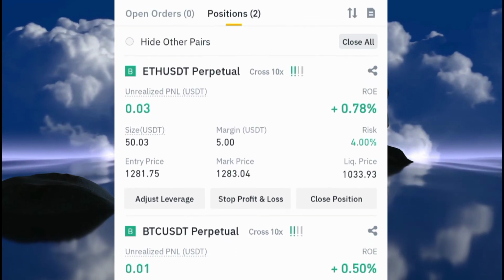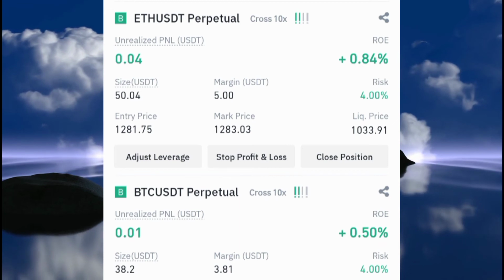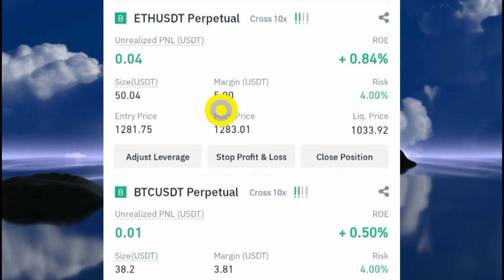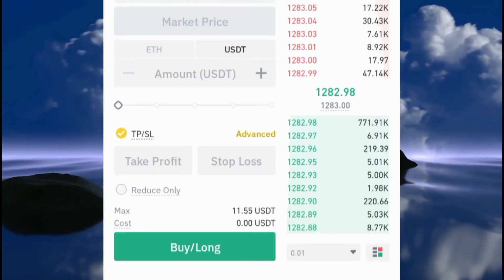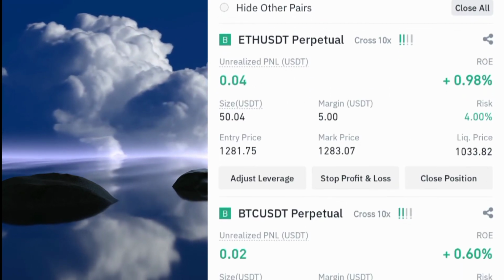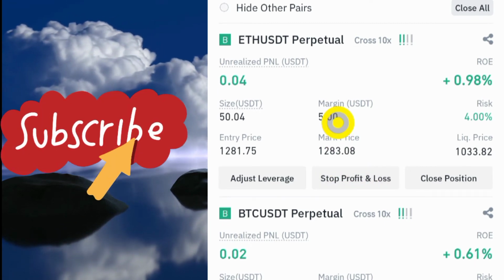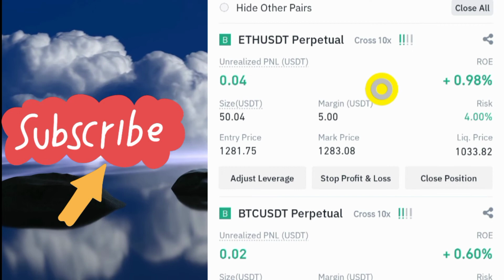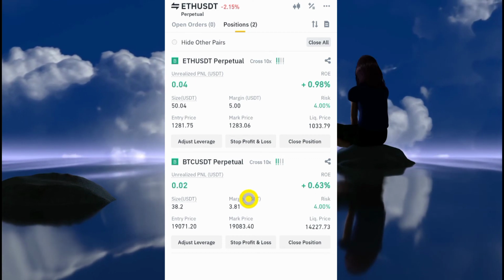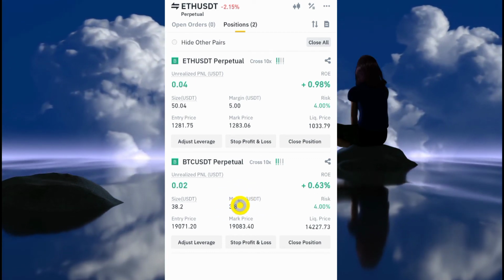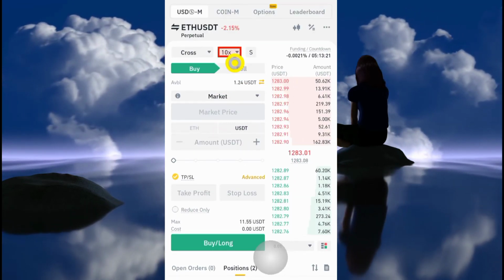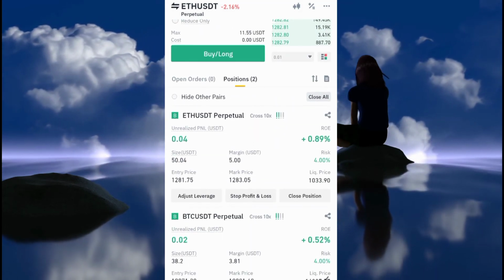In isolated margin mode, what would happen is that if I lose this position, for example, the only money I would lose would be this margin right here. It wouldn't affect this available balance. Remember I told you this is the actual margin. My actual margin is the only thing I would lose. I wouldn't lose the money here. And if I also lose this trade here, this 3.81, the actual margin, it wouldn't affect this available balance, and it wouldn't also affect this other trade.